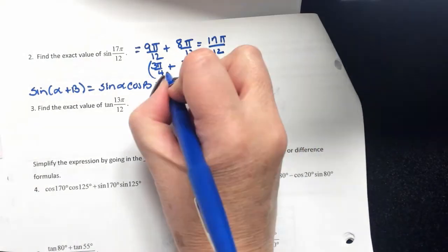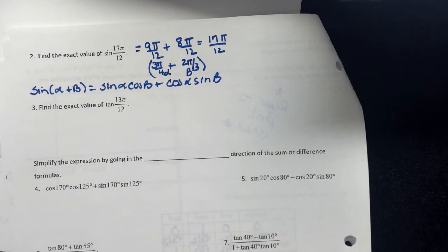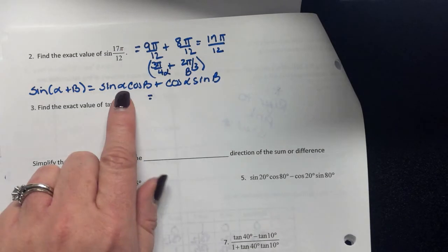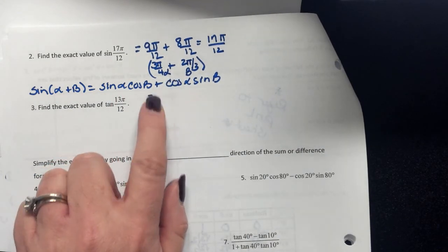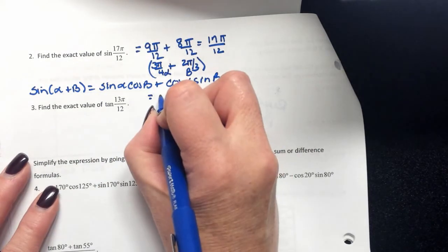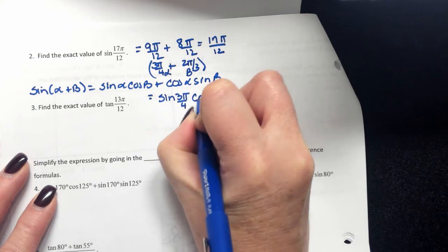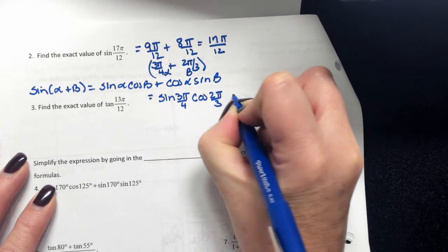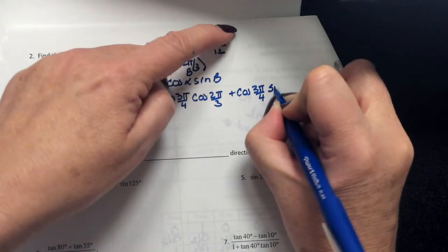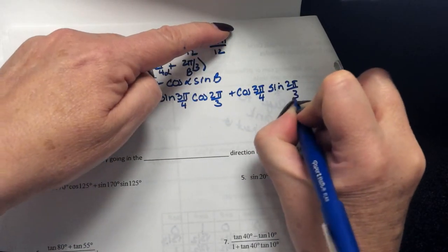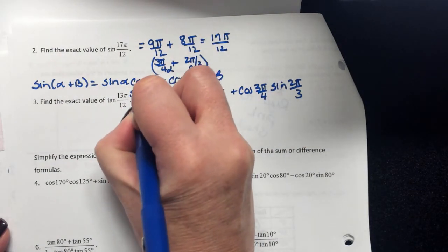And again, I'm going to let alpha be 3 pi over 4, beta be 2 pi over 3. So I'm going to take alpha out of my formula and replace it with 3 pi over 4, and take beta out and replace it with 2 pi over 3. So I've got the sine of 3 pi over 4 times the cosine of 2 pi over 3 plus the cosine of 3 pi over 4 times the sine of 2 pi over 3. Remember, I'm trying to find the sine of 17 pi over 12.